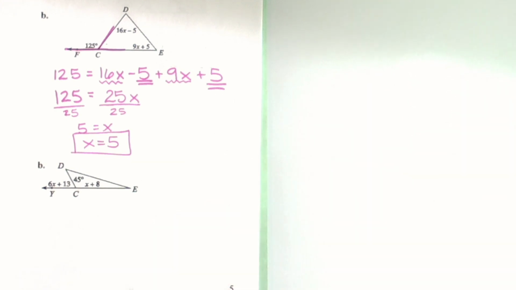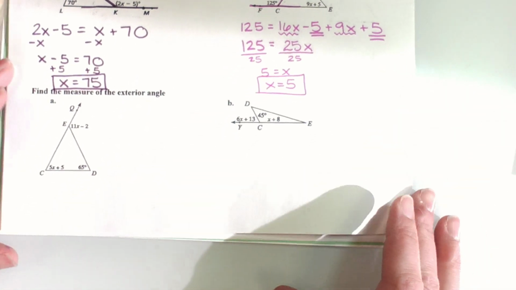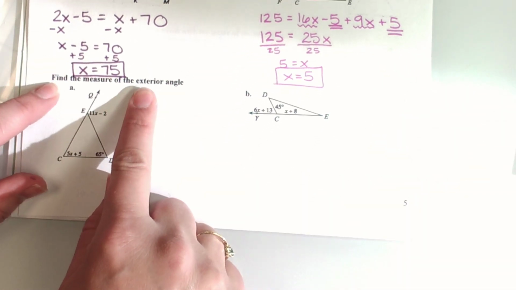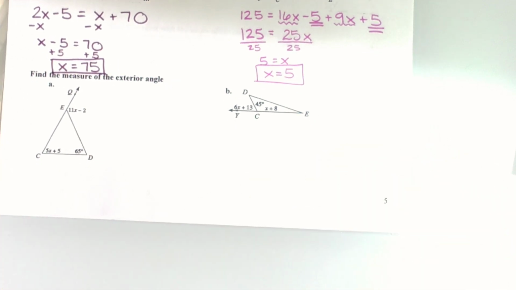Now, one of the biggest mistakes that I see happening in this chapter, and I did mention this a little bit last time, is that people are not answering the question fully. Did we answer the question completely on those? What were the instructions? It said solve for x. If we find x on these ones, are we done? No, because we have to find the exterior angle.